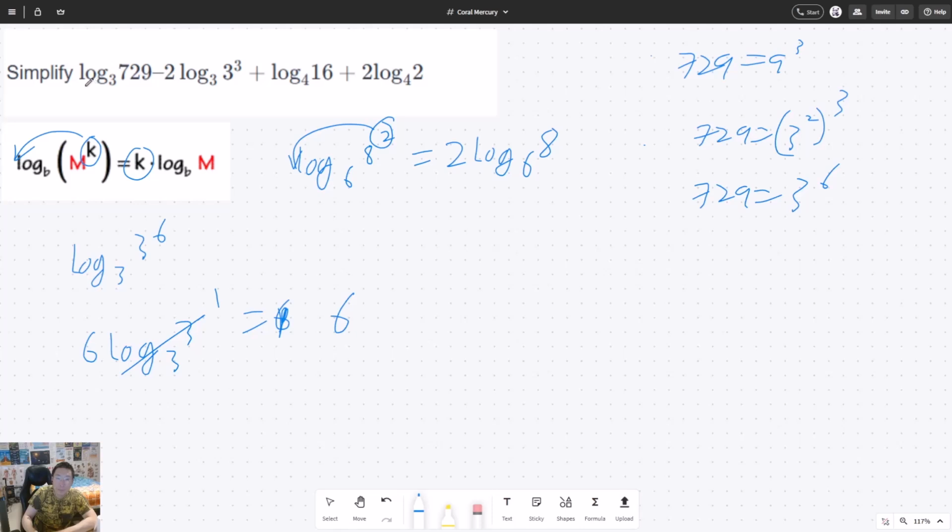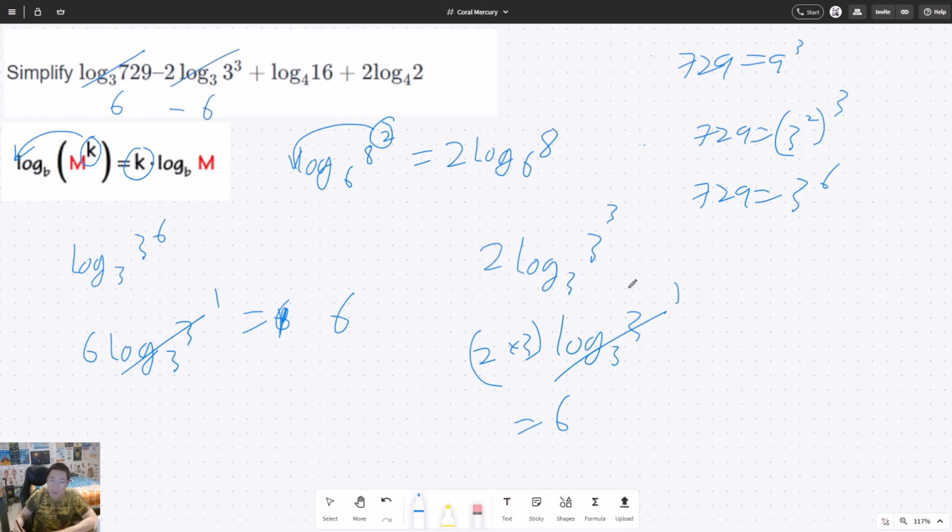Then 2 log base 3 of 3 cubed. The 3 goes to the front again, so it becomes 2 times 3 times log base 3 of 3, and this becomes 1, and 2 times 3 equals 6. We have a minus sign here, so we have minus 6, so that's 6 minus 6.